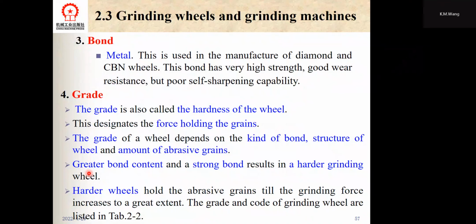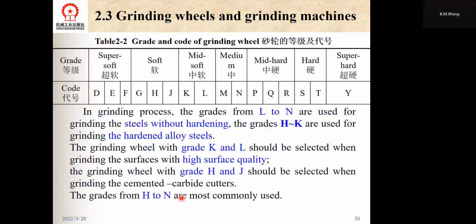The grade of a wheel depends on the kind of bond, the structure of the wheel, and the amount of abrasive grains. Usually, greater bond content and a strong bond result in harder grinding wheels. And harder wheels hold on to the abrasive grains, so the grinding force increases to a great extent. The grades and codes of grinding wheels are listed in this table.